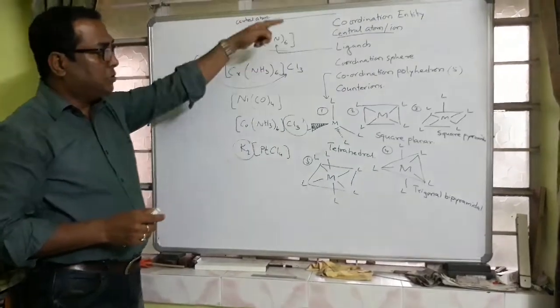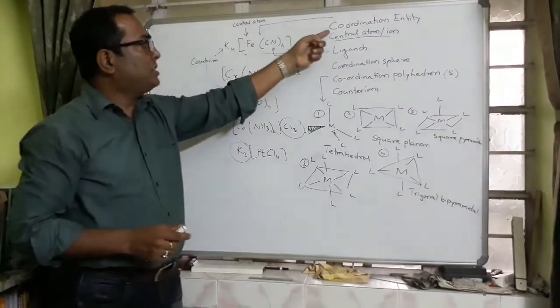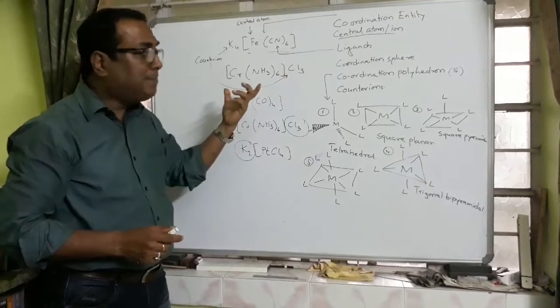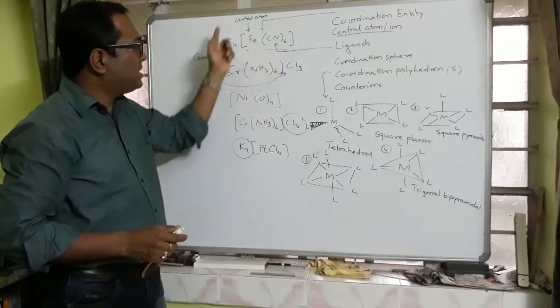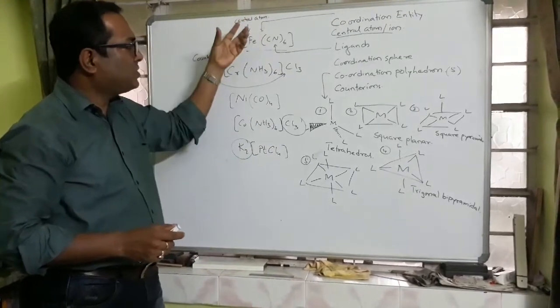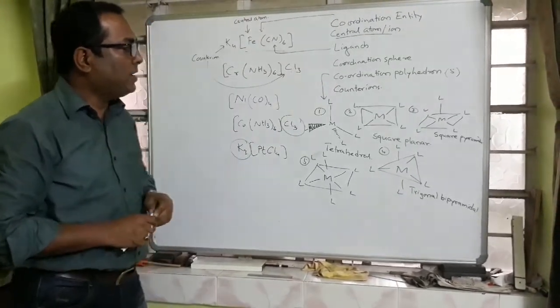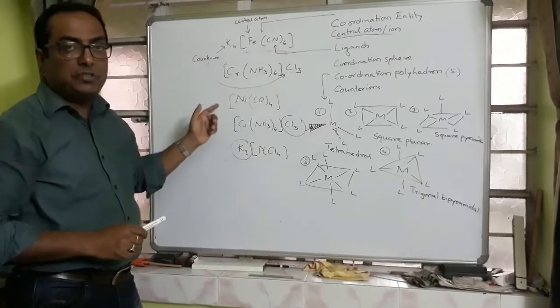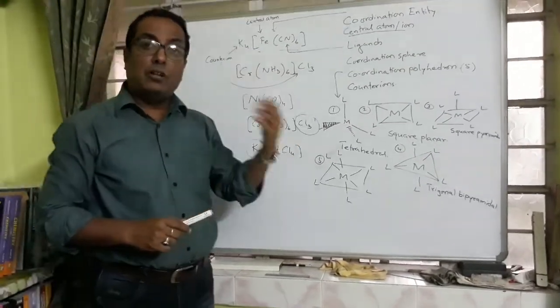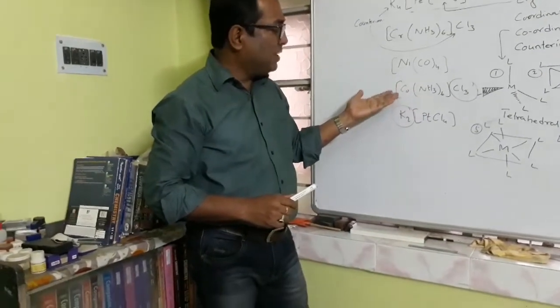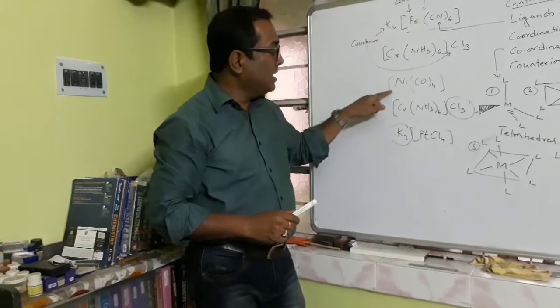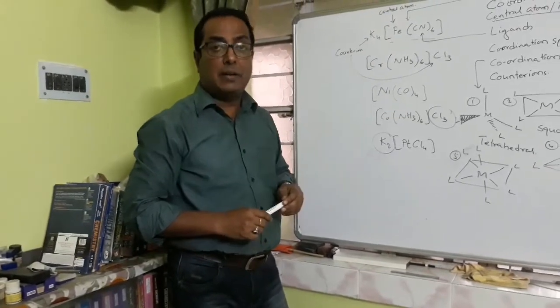So student, you should have known by this time the coordination entity, what is present within the third bracket, the central atom, the ligands, the coordination sphere, the structures for the coordination polyhedron, and the presence of the counter ion. It is not essential that all of them have a counter ion. There are times you can see that they don't have the counter ion, like nickel carbonyl, which doesn't have any counter ions.